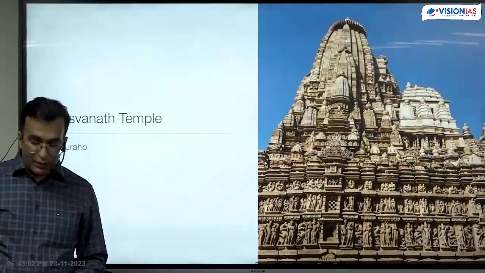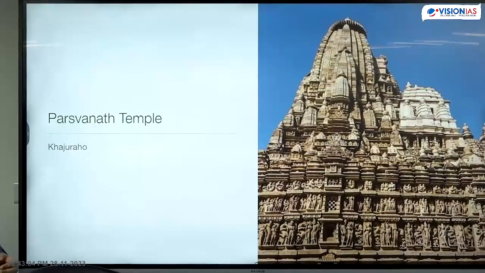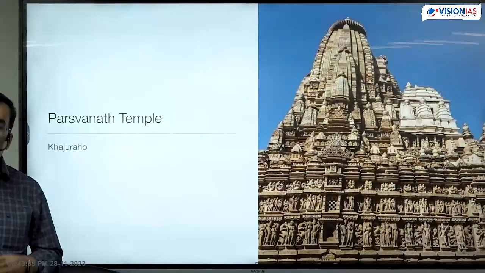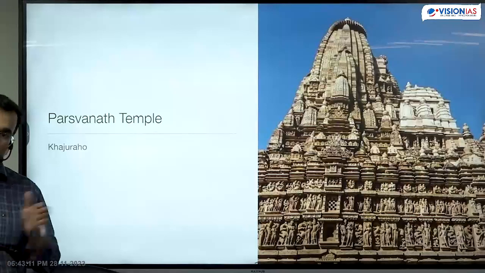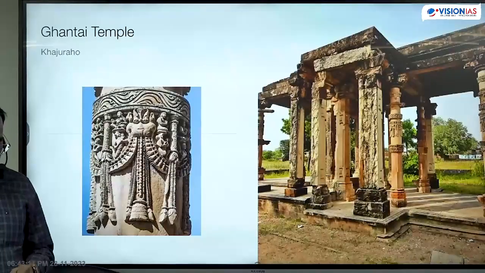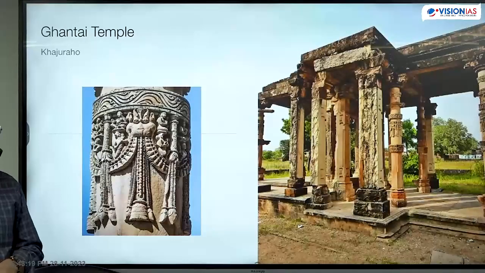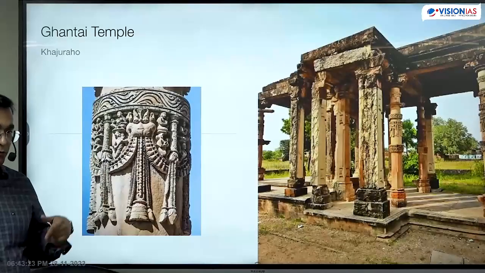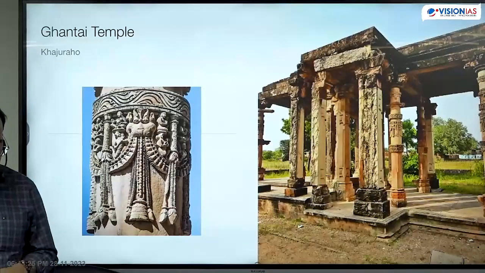So Parshvanath temple of Khajuraho. Sexual images were not only on the Hindu temples, but also on the Jain temples. So this was a common tradition over there in Khajuraho. This is the Ghantai temple, no longer existing, only the remains are there. The real structure has fallen off. So it was Jain architecture.